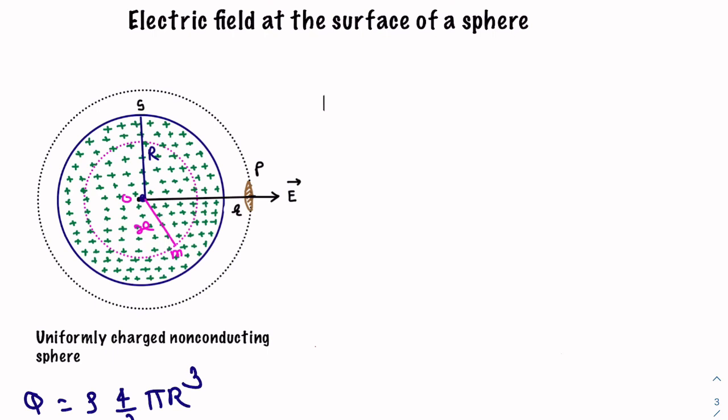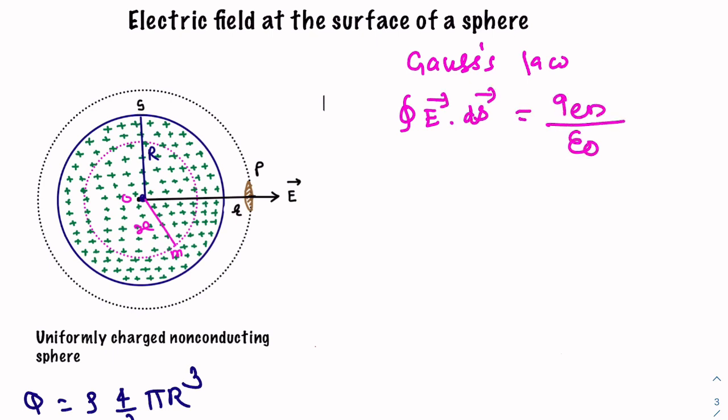Again consider a Gaussian sphere on the surface and apply Gauss's law. Integration of E vector dot ds equals Q enclosed by epsilon naught. The electric field on the surface is E and the area vector is normal, then E ds cos 0. Cos 0 is 1. Therefore E times integration of ds, and Q enclosed is nothing but the total charge Q by epsilon naught.